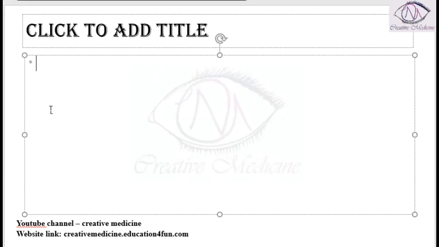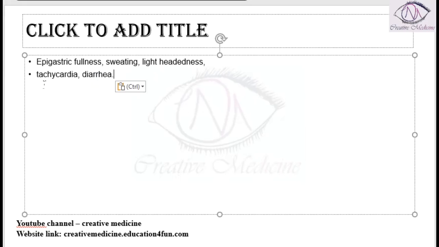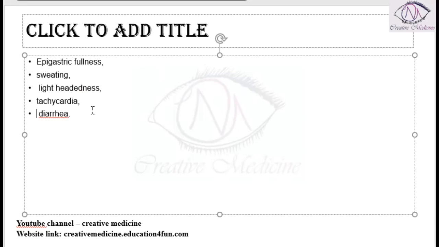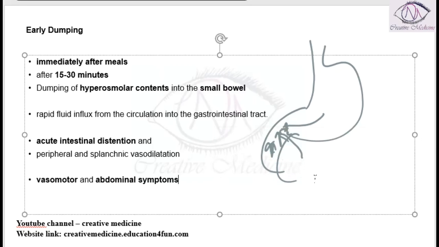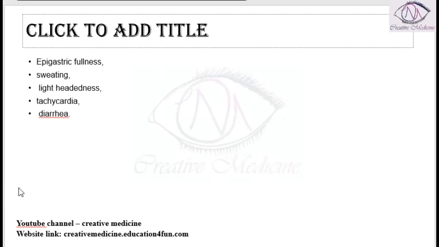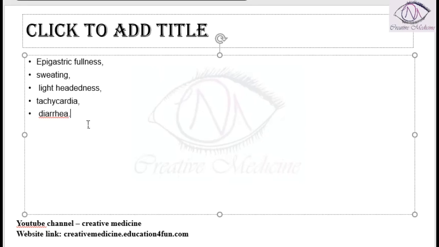Now, what are the symptoms? Here the patient will present with epigastric fullness, sweating, lightheadedness, tachycardia, and diarrhea. Diarrhea is because of increased volume overload. Diarrhea occurs because fluid enters from the blood vessels into the small bowel. Similarly, because of the vasomotor symptoms, the patient develops sweating, lightheadedness, and tachycardia.